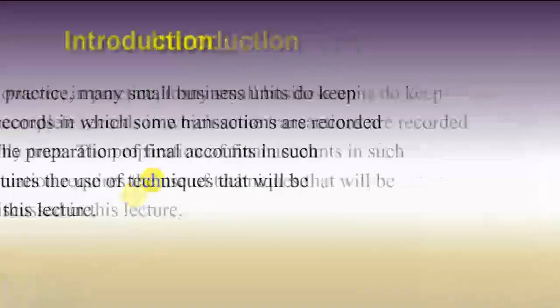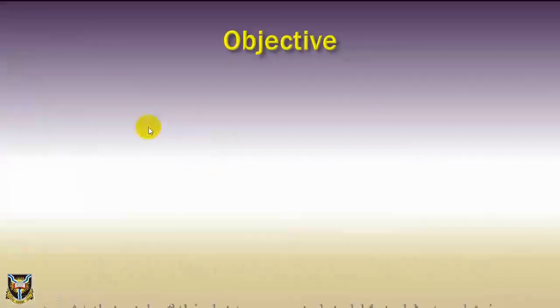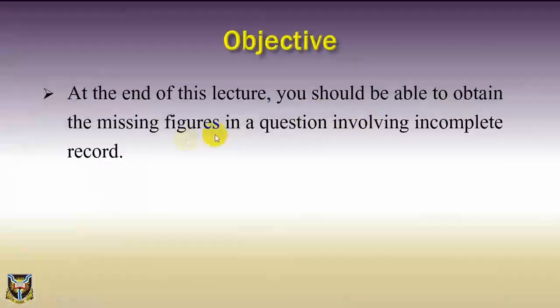Objective. At the end of this study section, you should be able to obtain the missing figures in a question involving incomplete record. For example, pretest. 1. Briefly describe how you can estimate the following items in an incomplete records. A. Opening capital. B. Gross profit. C. Credit purchase. D. Stock loss. 2. What is the relationship between markup and margin?